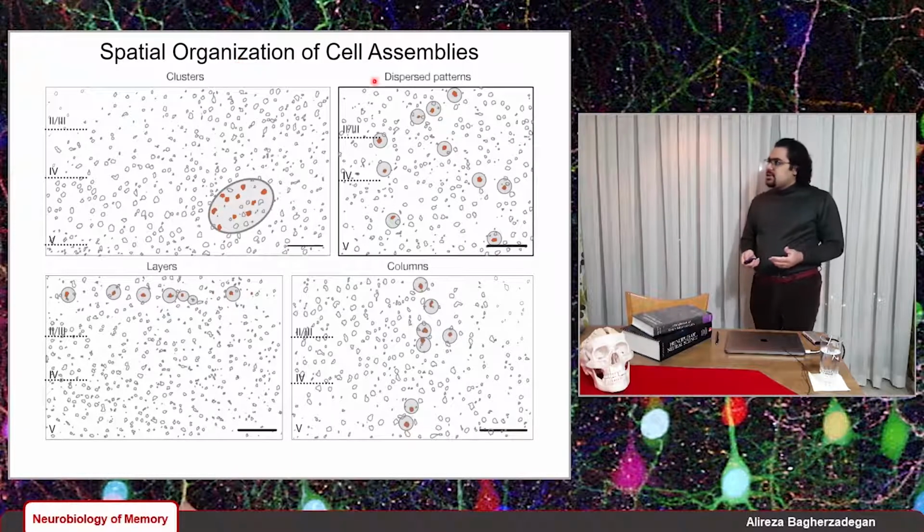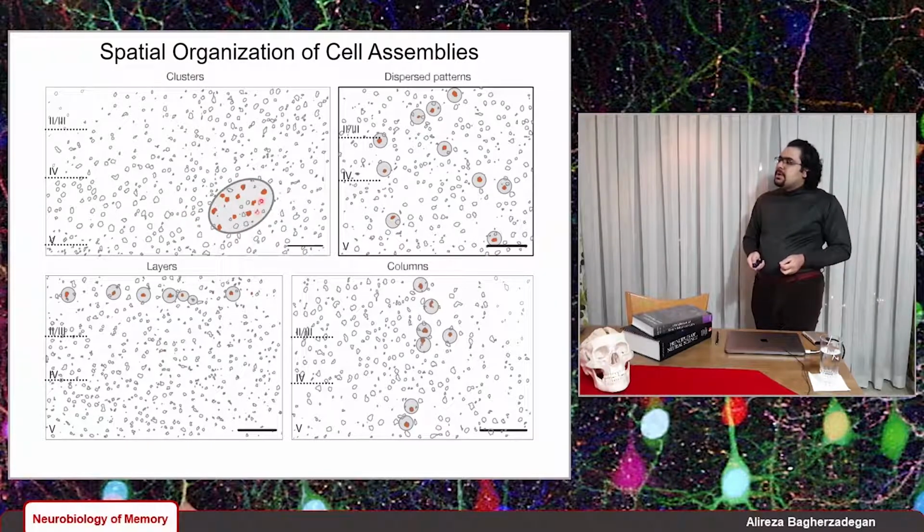About the spatial organization of cell assemblies, I told you in the definition of cell assemblies that they're anatomically dispersed, but sometimes they're not completely dispersed. Sometimes they can form clusters. So these are all contour plots, and these red colored neurons form a single cell assembly, or are part of a single cell assembly. You can see that sometimes they form a cluster. Sometimes they have dispersed patterns, dispersed within different layers and columns. Sometimes they form a horizontal line within a single layer, or they can form a vertical line within a single column.